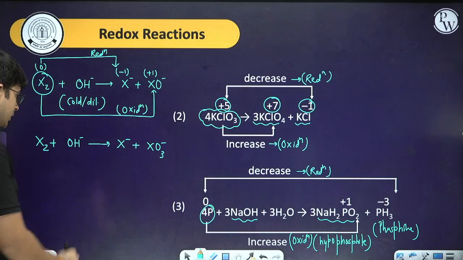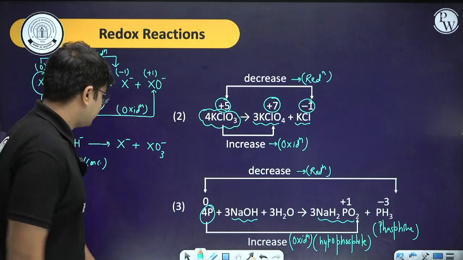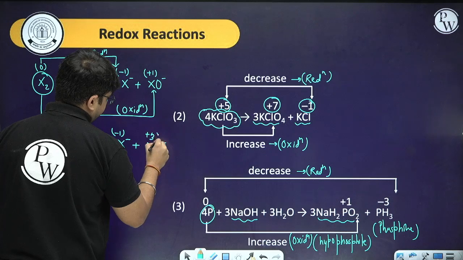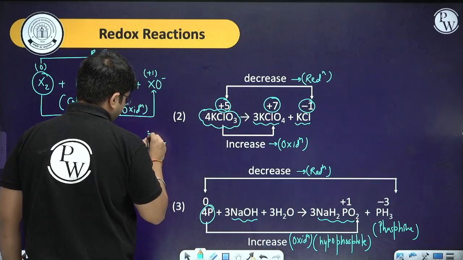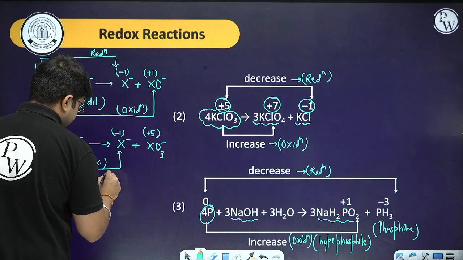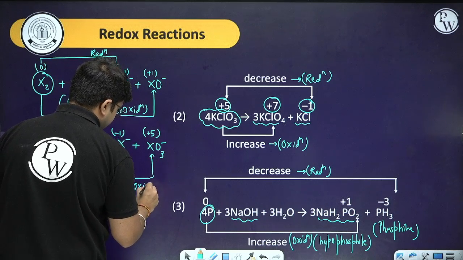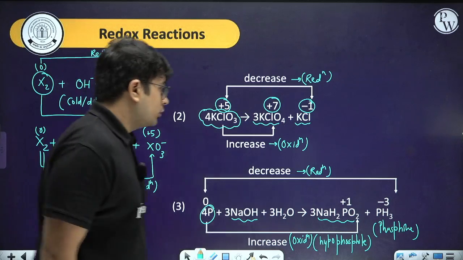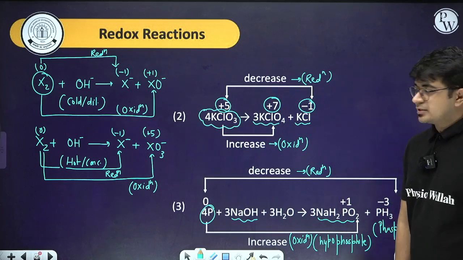But if I use a hot and concentrated solution of alkali, it converts from 0 to -1 and +5, sorry, it's going to be +5. So 0 to -1 is basically reduction, and 0 to +5 is basically oxidation. I hope this entire part is clear. This is a very common reaction, and we are going to deal with it very easily. Just have a look at it.